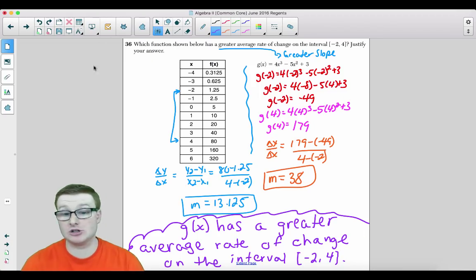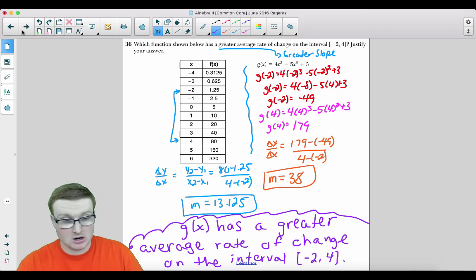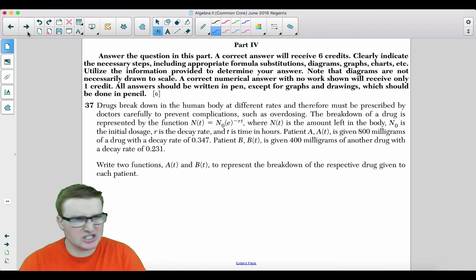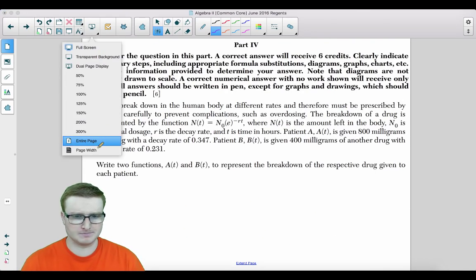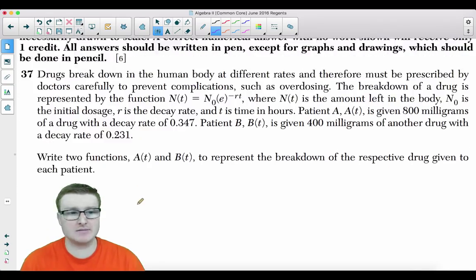There's your explanation. Or really the justification is your math, but you just have to put it in a sentence. Are we on to the last question? Yes! Okay, last question. It's going to be a pain, but that's okay.